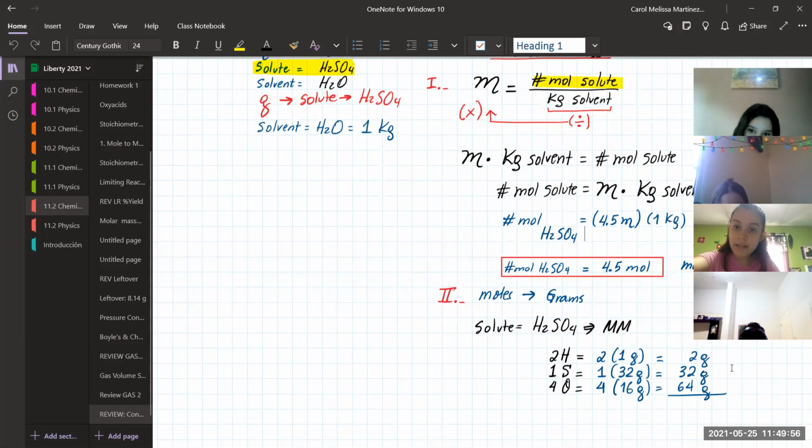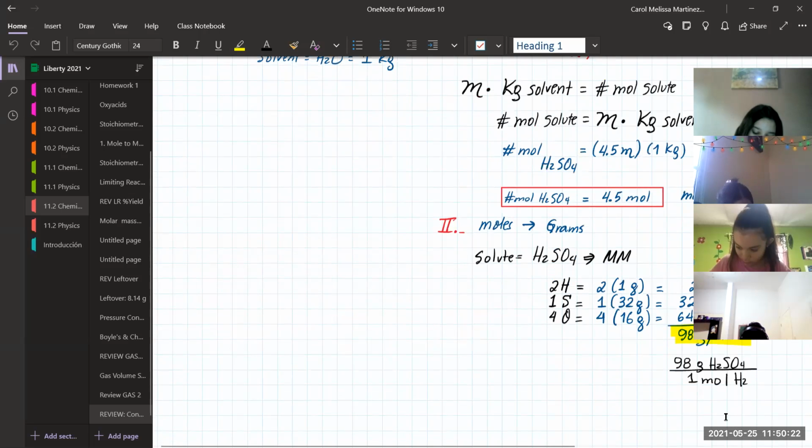98 grams per mole. Remember that this is a fraction, okay? This is a fraction that you can write as there are 98 grams of H2SO4 in 1 mole of H2SO4. It is the same, okay? But we write it like this because it's easier. Now, that is what it represents. It is 98 over 1 mole. Always over 1 mole.